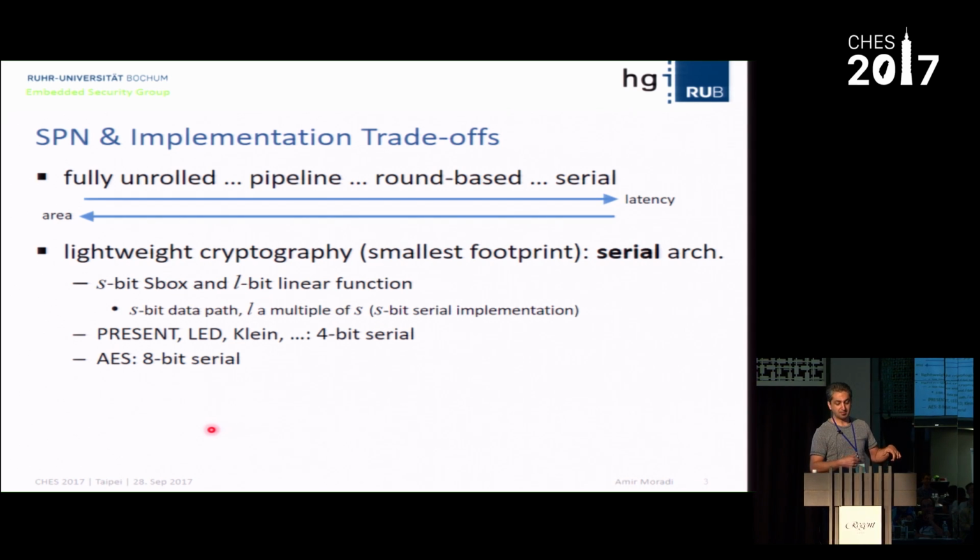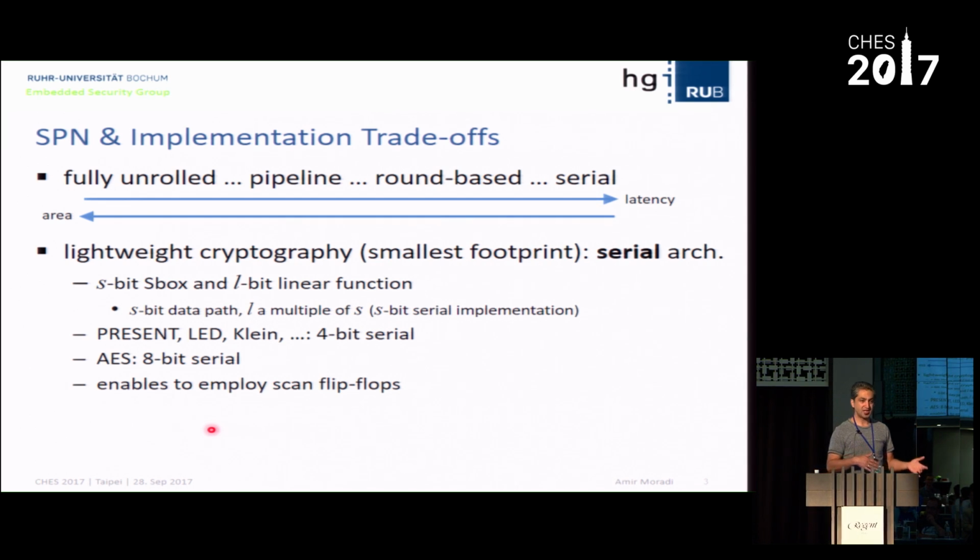But also the diffusion layer is an L-bit linear function, and it's also usually a multiple of S bits. For instance, for AES, you have an 8-bit S-box, and you have MixColumns, which works on 4 bytes. That means again, L is 32, which is a factor of 8, the size of the S-box.